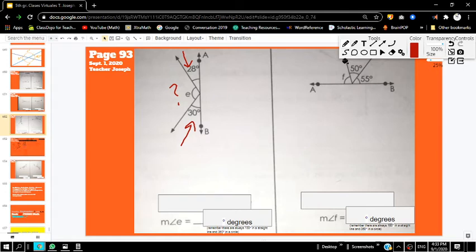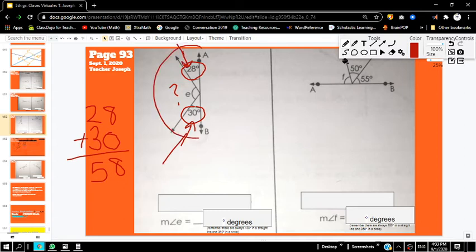Well, we could do one of two things. I'll show you both. What I'm going to do first is add 28 and 30, because those are the angle measurements that we already know. 28 plus 30 equals 58. Now, since I already know this one plus this one is 58, I know the whole thing is going to be 180. So I can take 180 minus 58 to find out my angle measurement for E.